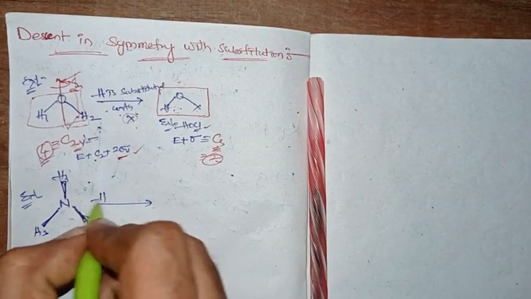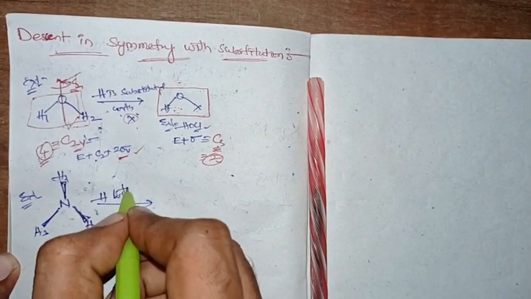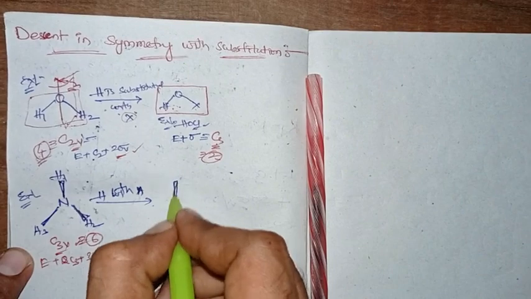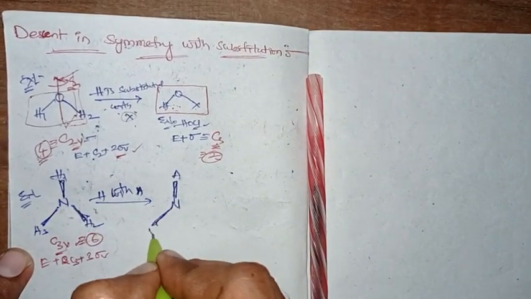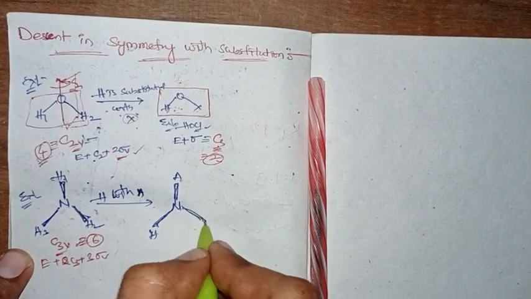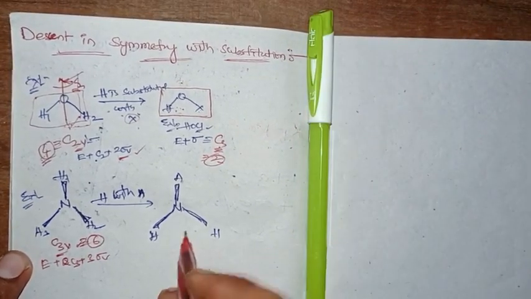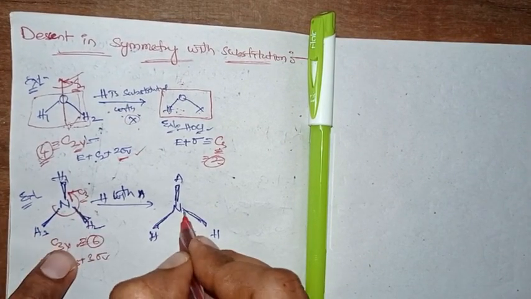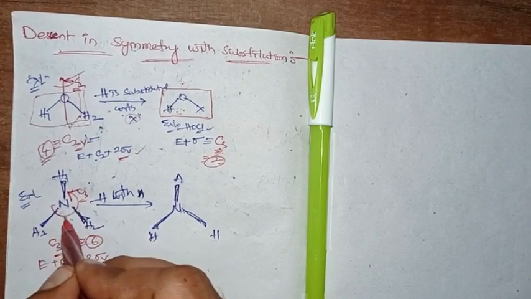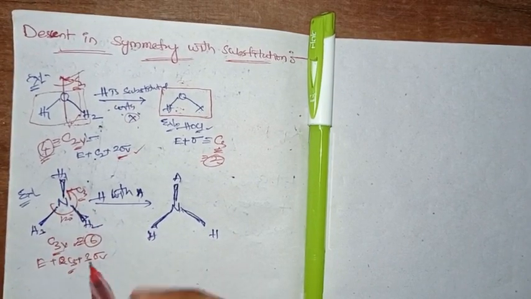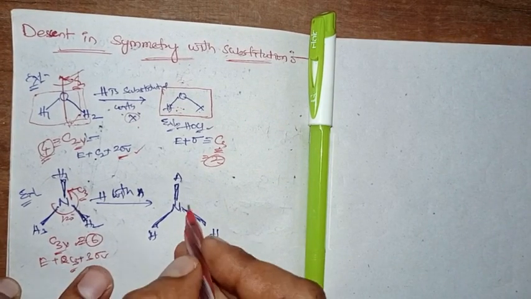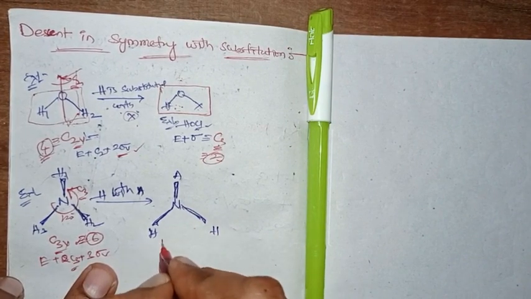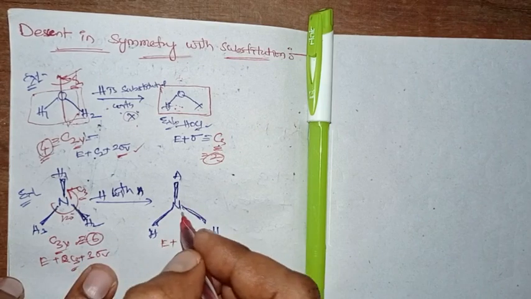Here, consider substitution of H with some X or some A. The C3 principal axis will be absent here. The rotation by 120 degrees on ammonia gives 2 C3 rotational axes, but here this operation will not give an equivalent configuration, so it will be absent. It may have the identity, but the rotational axes are absent.